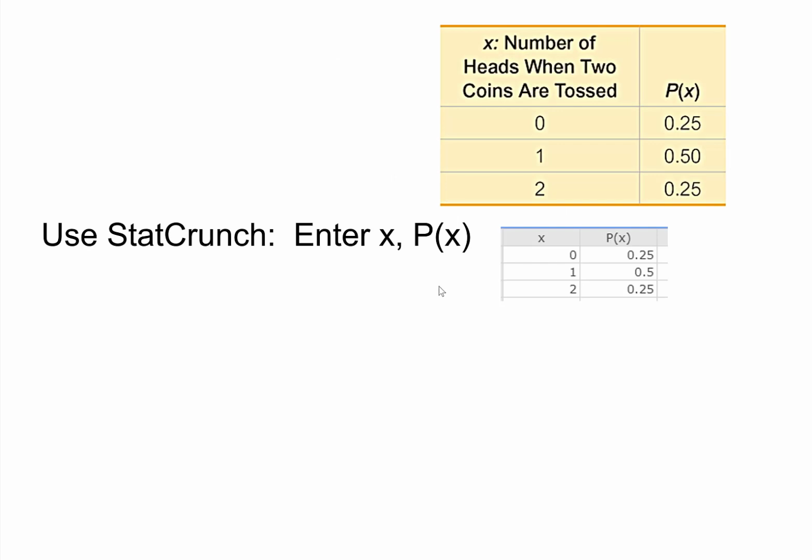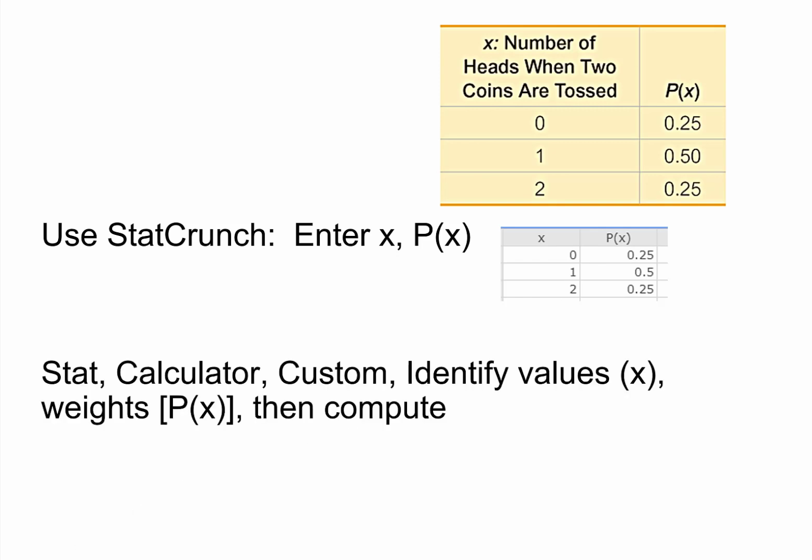So in StatCrunch, I took a blank sheet and I entered in one column the values of x, 0, 1, and 2, and in the second column their probabilities. And then I used the commands Stat, Calculator, Custom, identify the X values, they're in the column labeled X, the weights, which are the probabilities, and then I hit compute.